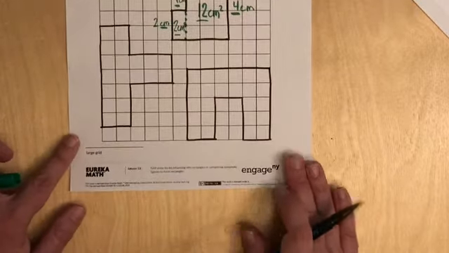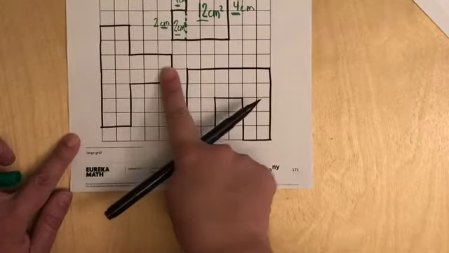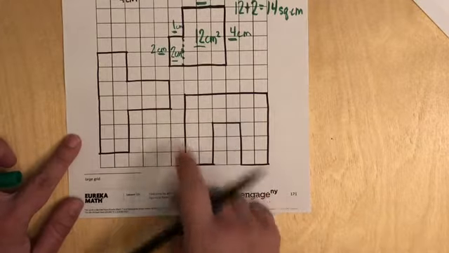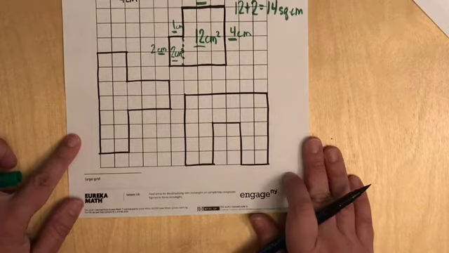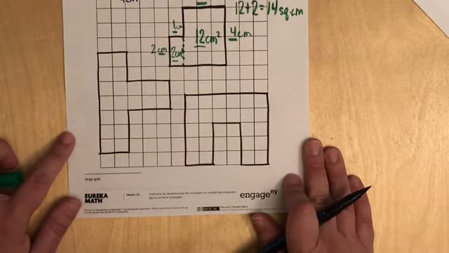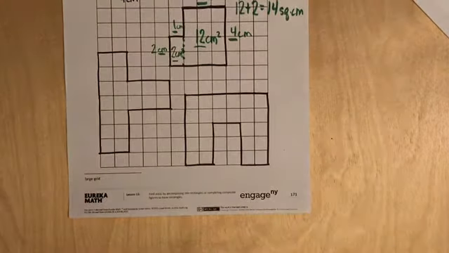Okay, next rectangle. Go ahead and split this rectangle into 2 different rectangles, and then find the side lengths of the new rectangles that you created. Find your area, press pause, and press play when you're done.